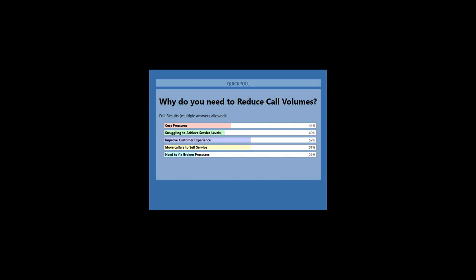Customer experience, I think, is critical for enterprises as they implement technologies to drive cost reductions and improve service levels and shift callers from long, costly, laborious interactions to more efficient and intuitive interactions. So it's some interesting results there for sure. Indeed, and surprisingly, cost pressures come in at number 3. Struggling to achieve service levels is number 4, and the lowest there is the need to fix broken processes. So hopefully fixing processes is a thing that a lot of people have tried already.